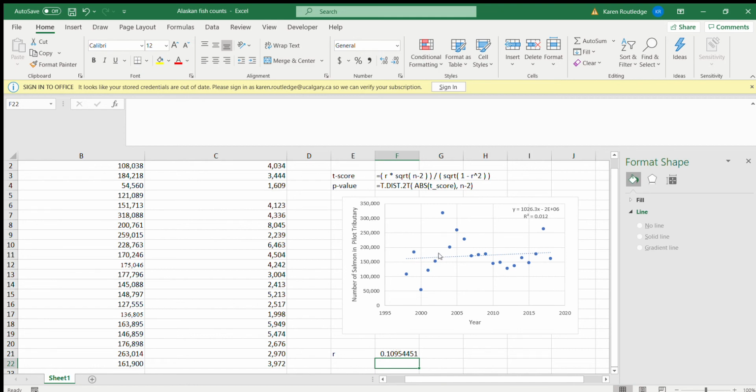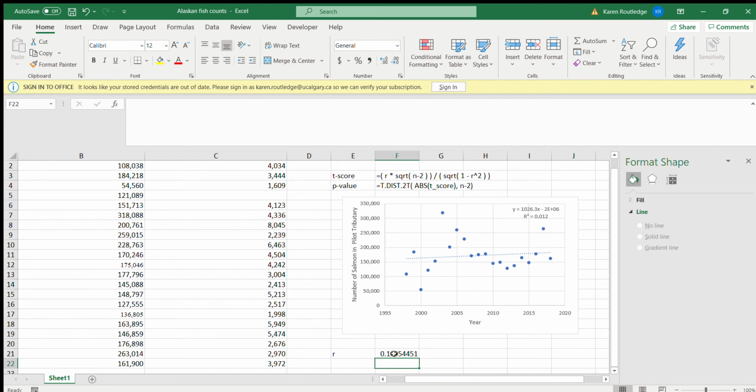Well, by eye, we can see that the slope is increasing. We can also look at the regression equation here and see that the first term, the one with the x next to it, is also positive. So the slope is positive, and so r also has to be positive.